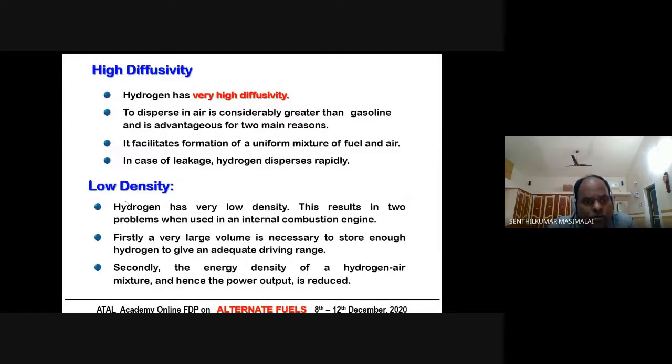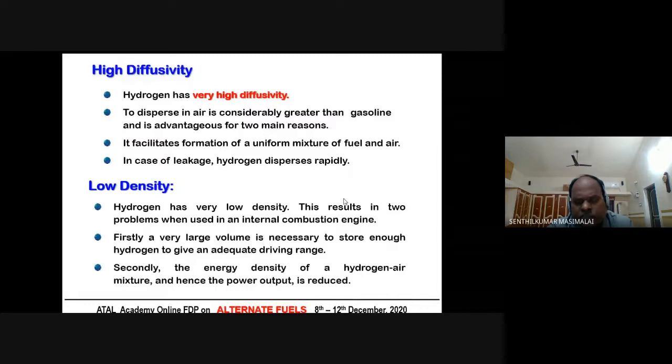Then hydrogen has low density. If you look at the density, hydrogen has very low density. The advantage of low density is that it can quickly mix with air. So air fuel mixture preparation can be easily achieved with hydrogen as fuel. In our gasoline case, we have a carburetor. The carburetor is used for mixing the air and fuel at appropriate ratios, and for supplying the chemically correct air fuel mixture. For that, in our conventional carburetor, we have a number of systems, an auxiliary system, an acceleration pump, etc.